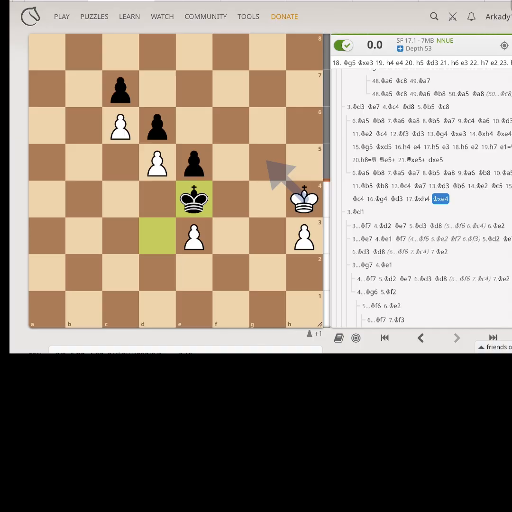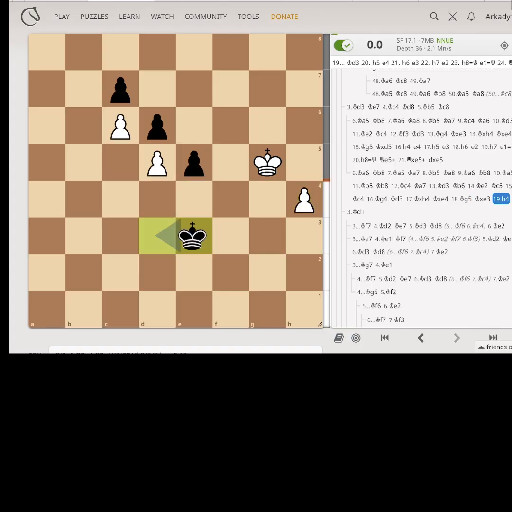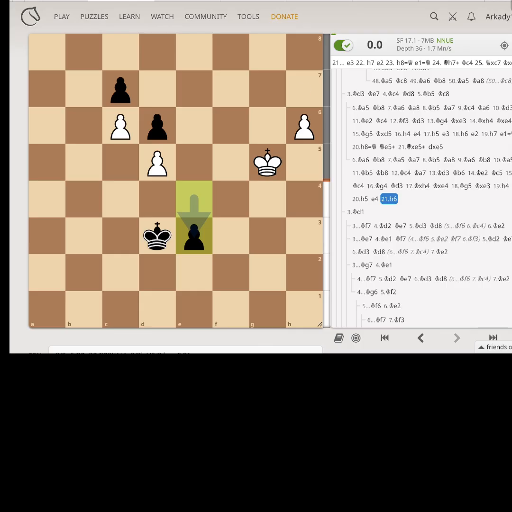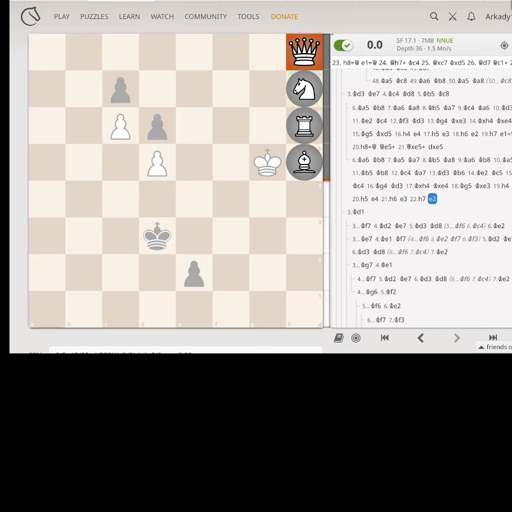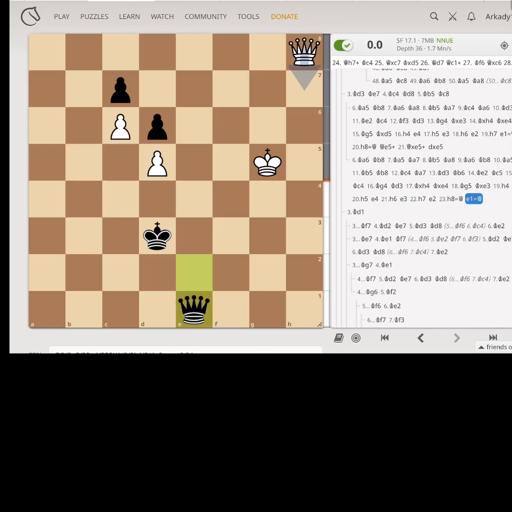So I can show it. White moves here, black here, white moves, black moves, white, black, white, black, white, black, white queen, black queen. So it will basically be a draw.